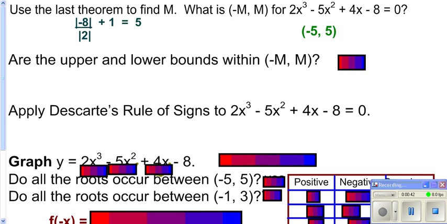Well, the more precise way to find where your zeros are located is your upper and lower bounds. We had a lower bound of negative 1 and an upper bound of 3. Are they within our negative 5 to 5? Yes, they are. So the upper and lower bounds are more precise but take more work. The M&M is less precise but quick and easy.